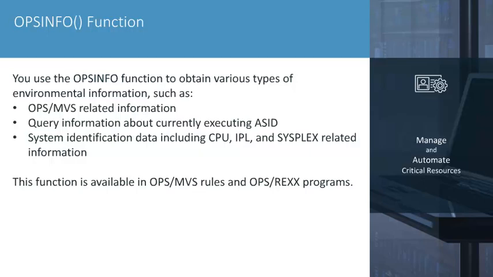Obtaining environmental information will be common logic that is performed within your OPSINFO rules and programs. Information such as the SMF ID or sysname of the system, to the date and time of the most recent IPL. The OPSINFO OPSREX function will be one tool that can be utilized to obtain such information. Data such as OPSINVS related information, detailed information on the currently executing ACID that triggered the automation, as well as different forms of system-related data, such as the CPU information and IPL and Sysplex related information. This function is available in both OPSINVS rules and OPSREX functions.